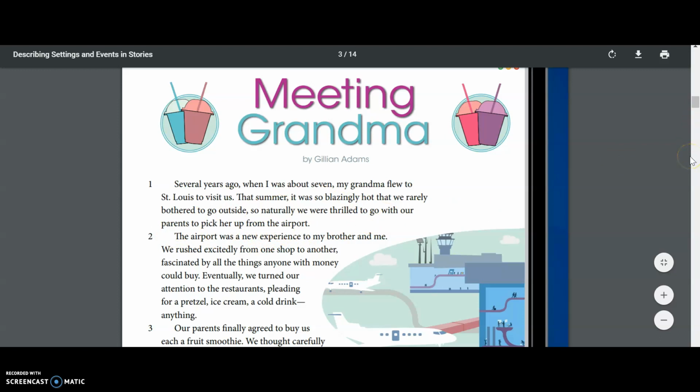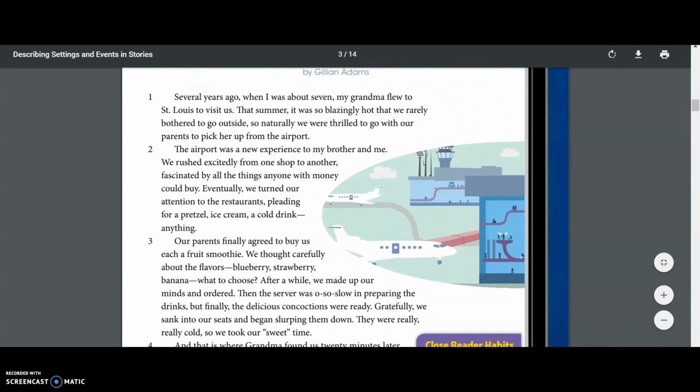Paragraph 2. The airport was a new experience to my brother and me. We rushed excitedly from one shop to another, fascinated by all the things anyone with money could buy. Eventually, we turned our attention to the restaurants, pleading for a pretzel, ice cream, a cold drink, anything.